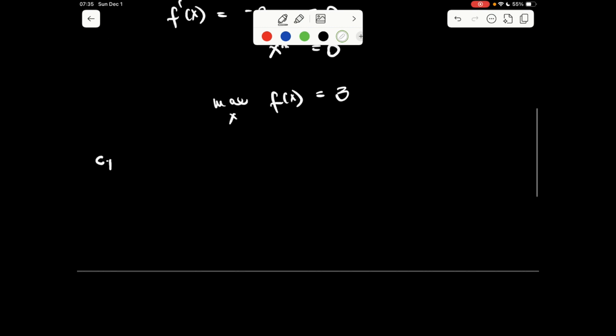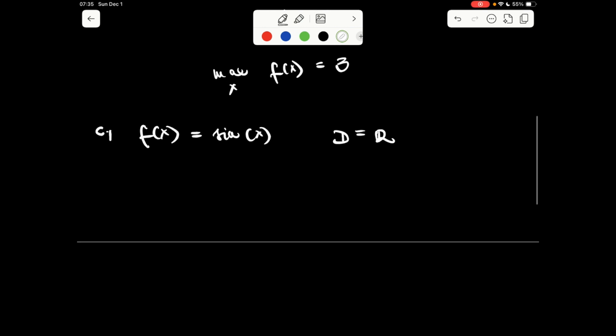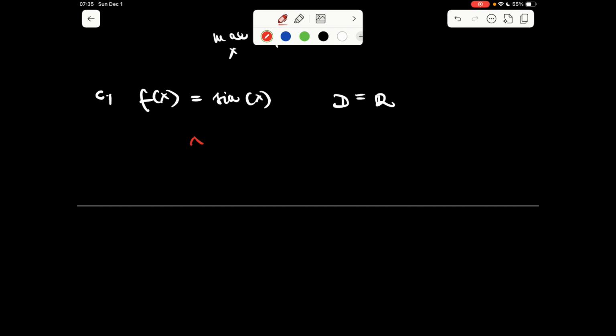In problem C, we have a basic periodic function, sine x, and the domain is the whole real line. So this is a periodic function which takes its maximum periodically. I know you are all familiar with the graph of the sine function.